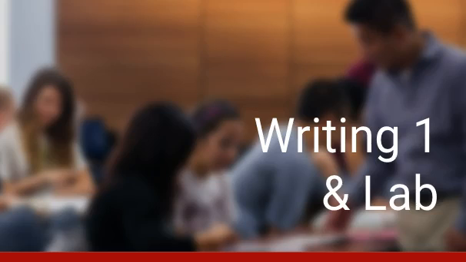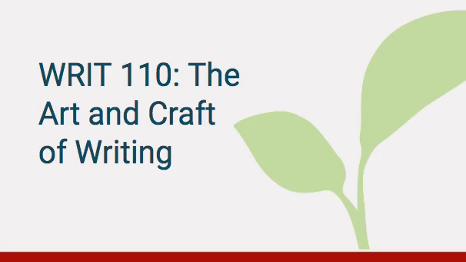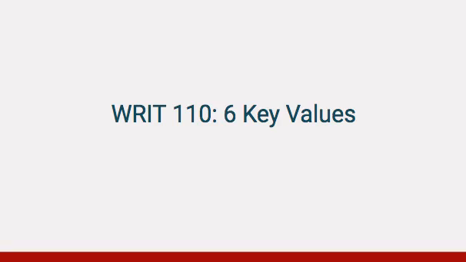So first, let's take a quick look at Writing 110, the Art and Craft of Writing, also known as Writing One. As you know, Writing One is the first in a 3-course General Education or GE writing requirement series. Because of our scaffolded course structure, Writing One plays an important role in laying a foundation for the development of strong writers at APU. So as you think about designing and teaching a Writing One course here, it's important that you understand the following 6 values that underscore and shape much of what we do in the classroom.